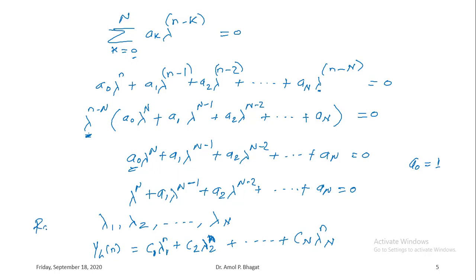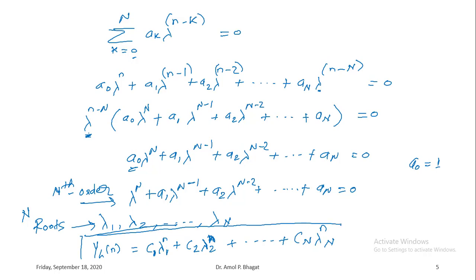So this lambda 1, lambda 2 up to lambda n represent the N roots of the given nth order polynomial. Okay, so this is nothing but the nth order polynomial, so it has n roots. After identifying those n roots, you can write down the homogeneous solution. So this is the required homogeneous solution. This is how you are identifying the homogeneous solution, right?